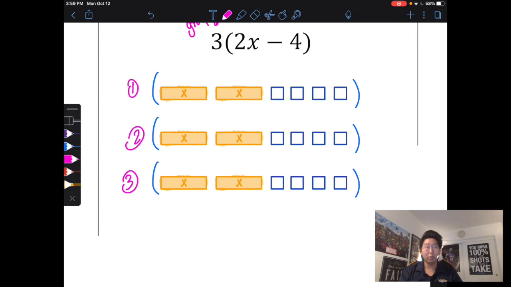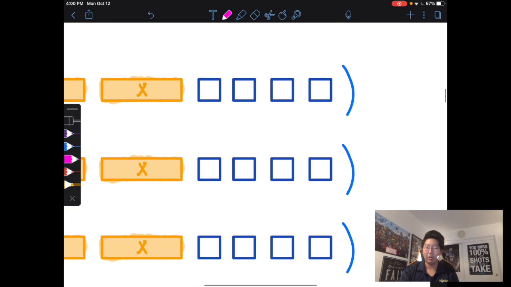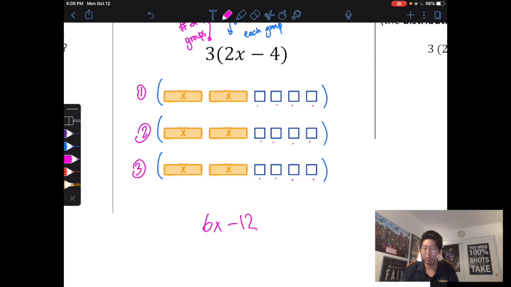So there we go. We have 3 groups. 1, 2, 3 groups of 2x minus 4. Now what do I have in total? I have 1, 2, 3, 4, 5, 6 x's. So I'm going to go ahead and put 6x. Erase that so you don't get confused by the numbers. And then I have minus 1, minus 2, minus 3, minus 4, minus 5, minus 6, minus 7, minus 8, minus 9, minus 10, minus 11, minus 12. So 6x minus 12 is my answer. If I go ahead and count these.